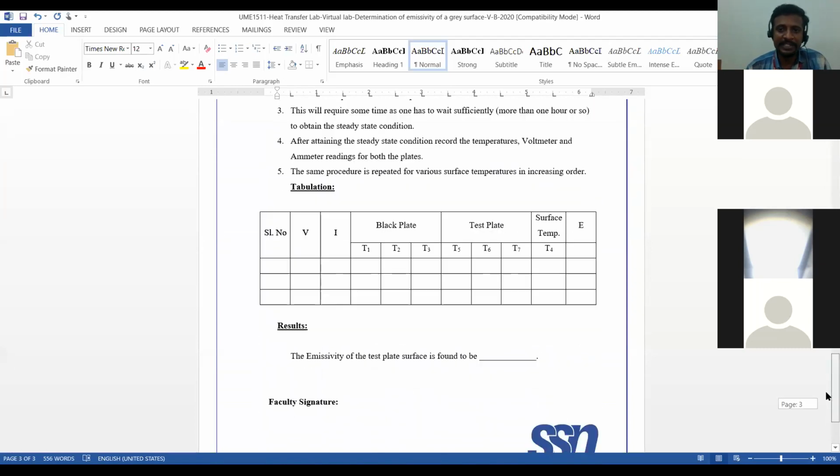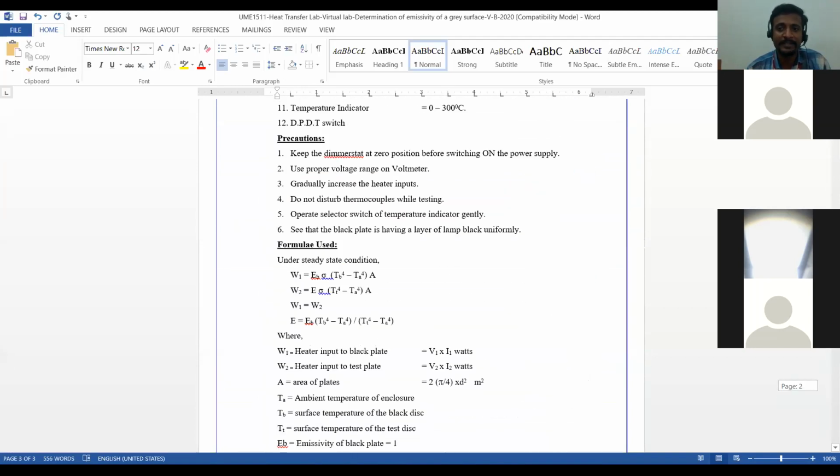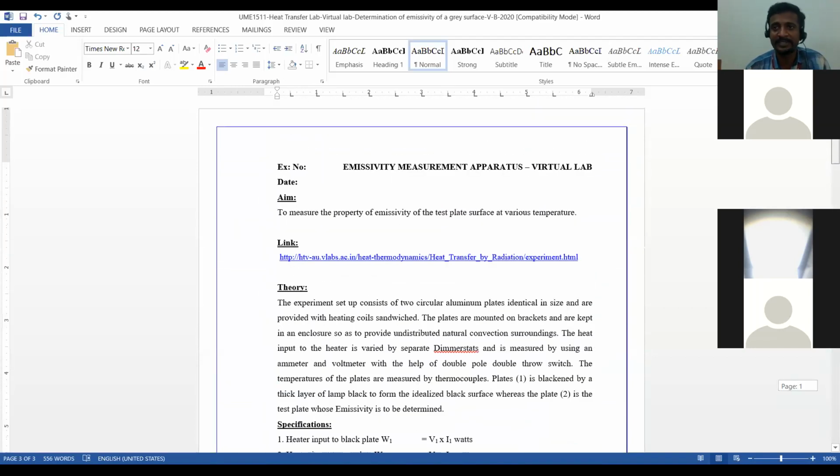So this tabulation should be there in your observation. Please maintain observation. I repeat, you will definitely be asked to submit, because everything is going to be virtual. Some proof needs to be shown at the end.